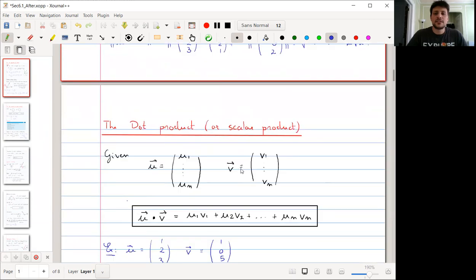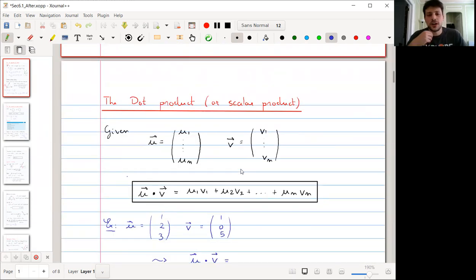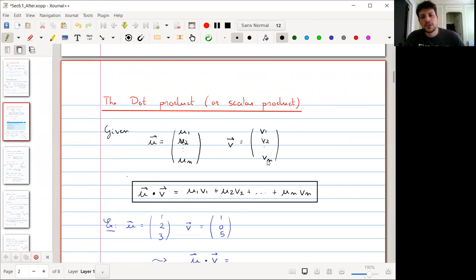Okay, the next new tool that we're going to define is called the dot product, and it's defined as follows. If I have two vectors of the same dimension n, u and v, when I dot them together, what I'm doing is, let me write down maybe one more entry here, u2 and v2. What I do is I multiply the first entry of the first vector times the first entry of the second, and then I add to that the second entry of the first times the second entry of the second, and so on up until the bottom.